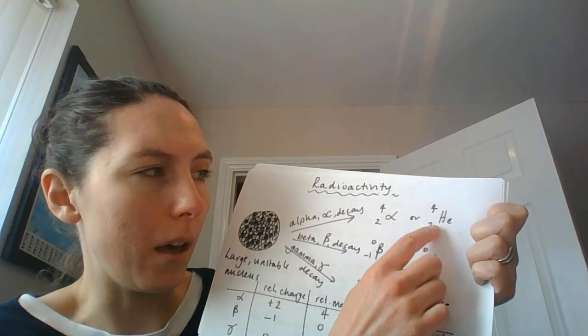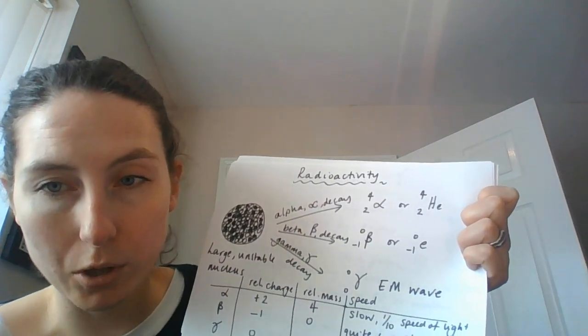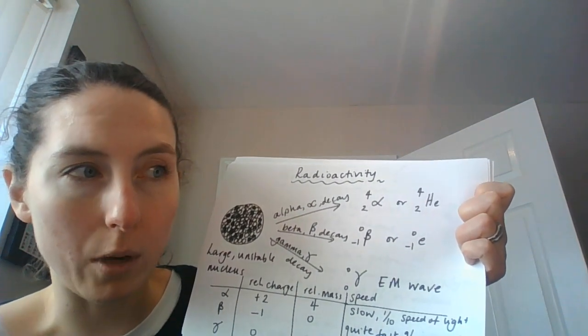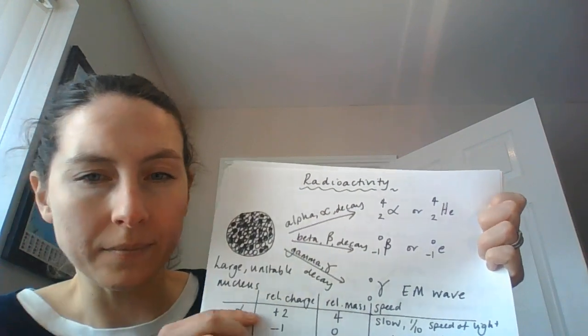For your helium nucleus or your alpha particle, you're losing 2 protons, 2 neutrons, so your mass number will go down by 4 and your atomic number will go down by 2.